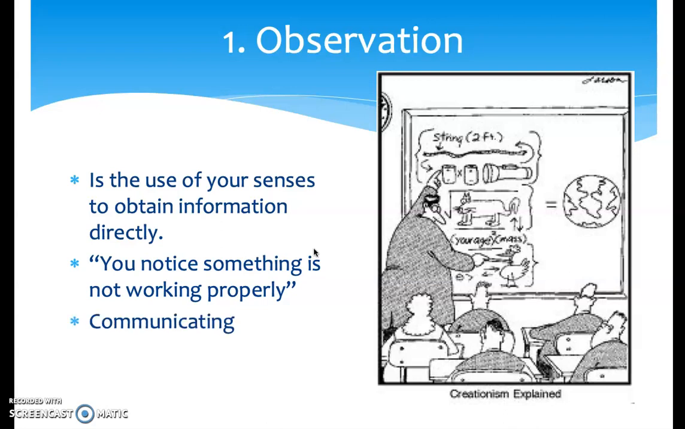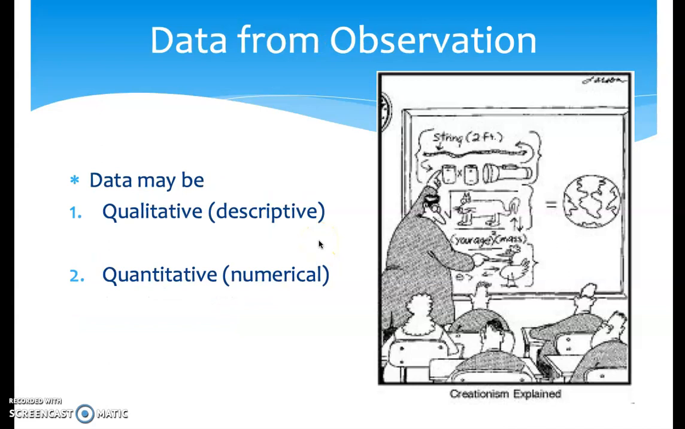Now with this, you must be communicating with other lab partners or other scientists in order to come up with a good scenario. Where do you extract your data from observation? There are 2 types of data. One is qualitative and one is quantitative. Qualitative is a descriptive form like size, color, shape, etc. Quantitative is a numerical number like the quantity, the amount of mass, the volume, etc.